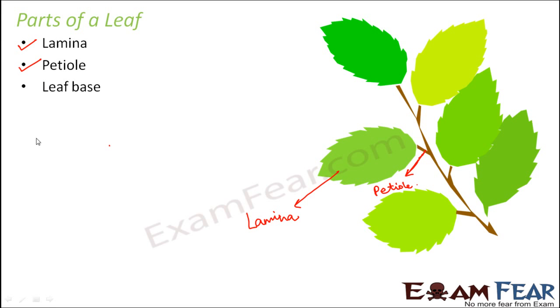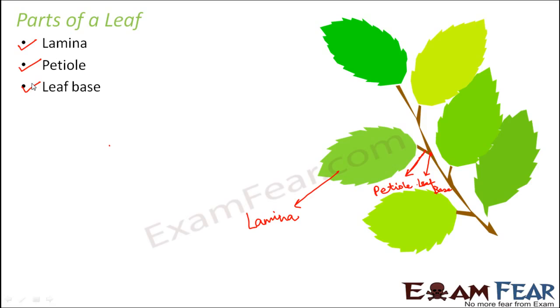And the third part is leaf base. That is the basal part of the leaf. The very base of the leaf, or the point on the stem from where the leaf arises, is the node. Node is a part of the stem, and the part of the leaf which attaches it to the node is known as the leaf base. So these are broadly the three parts of a leaf.